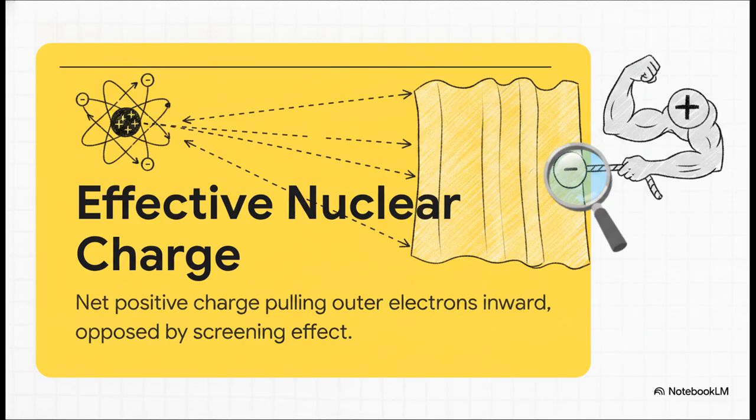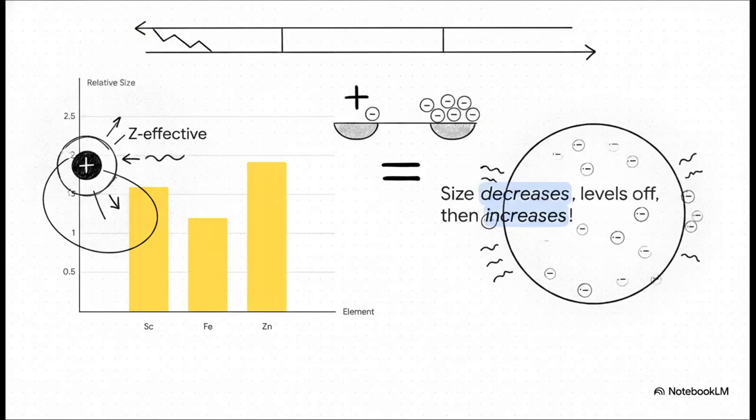But this is opposed by the screening effect of inner electrons blocking that pull. It's kind of like hanging transparent curtains between you and a chalkboard. The more curtains you add, the harder it is to see the board, right? Normally, as we go left to right across a period, atoms just get smaller. Simple enough. But the D block trend is wild.